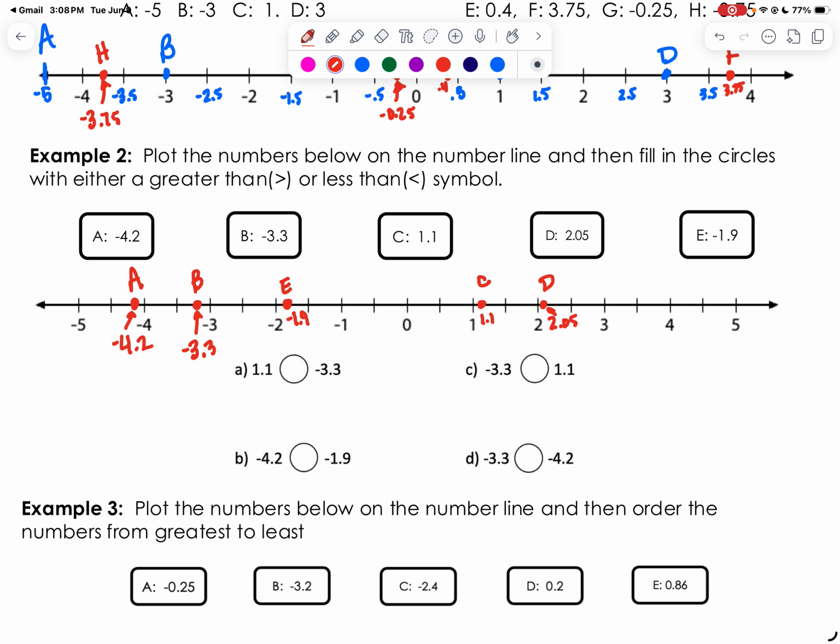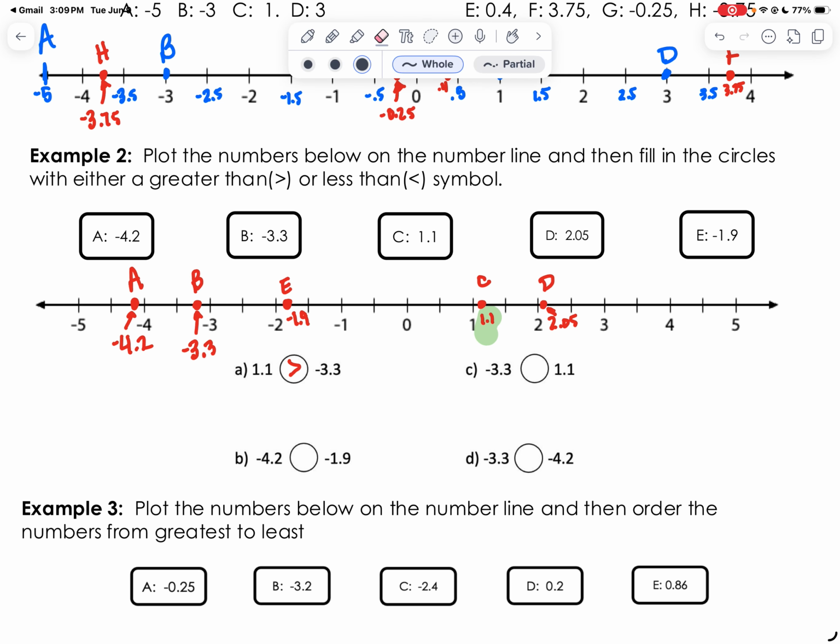All right, now we're going to use either a less than or a greater than symbol to compare the two numbers. So let's look at problem A. We have 1.1, let me highlight that, being compared to negative 3.3. So because 1.1 lies to the right of negative 3.3, that means it's bigger than or greater than. All right.